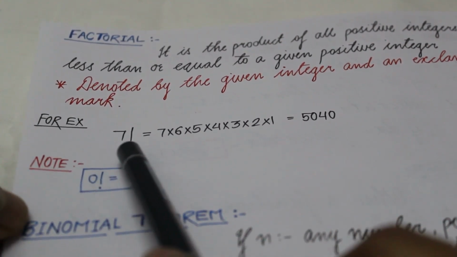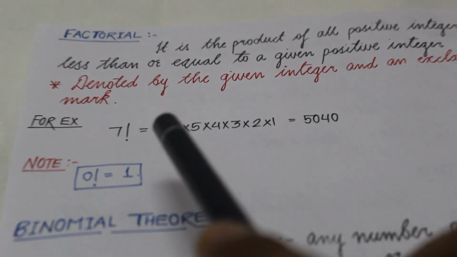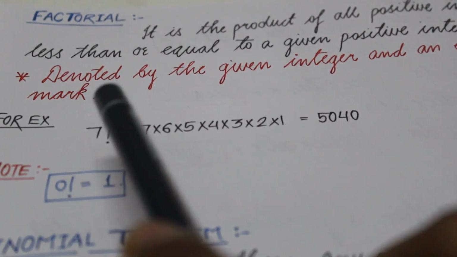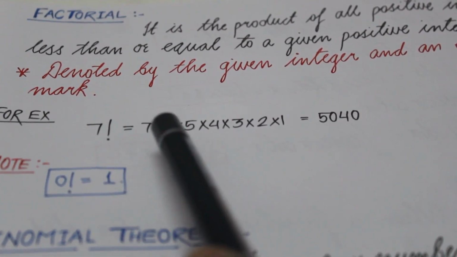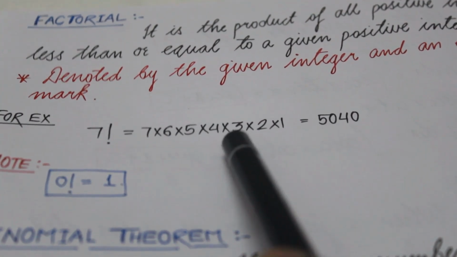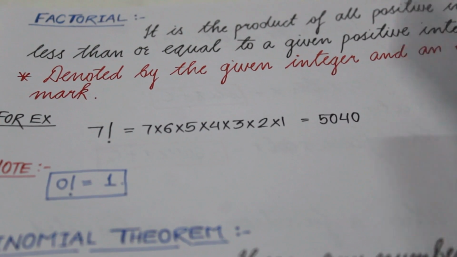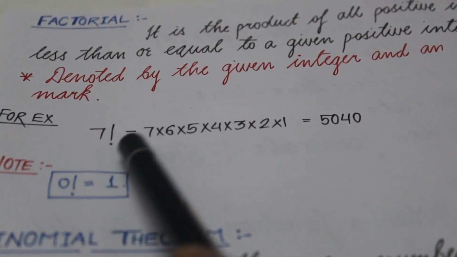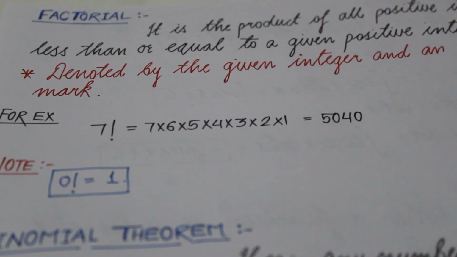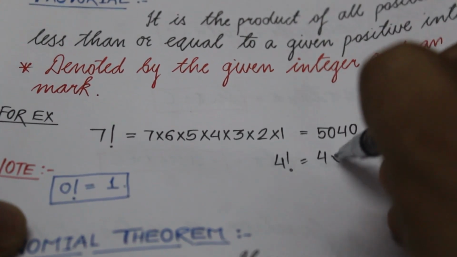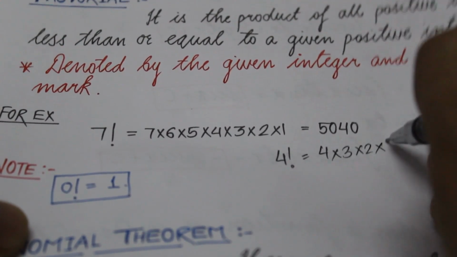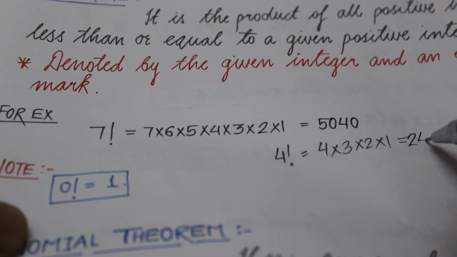Let's say it is asked what is factorial 7. So what we'll do is we'll multiply 7 and all the smaller positive integers up to 1. So factorial 7 will be equal to 7 into 6 into 5 into 4 into 3 into 2 into 1. That will be equal to 5040. So factorial 7 is equal to 5040. If you have been asked factorial 4, then it will be equal to 4 into 3 into 2 into 1, which will be equal to 24.